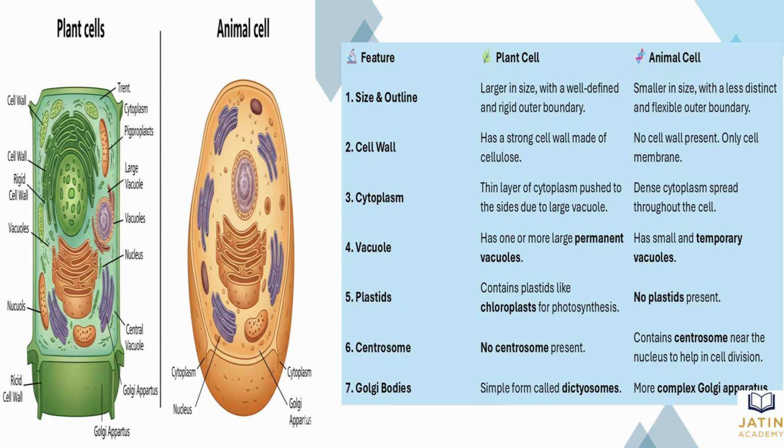5. Plastids are present in plant cells but absent in animal cells. 6. Centrosomes are found in animal cells but not in plant cells. 7. The Golgi bodies in plant cells are called dictyosomes. They are simpler. In animal cells, the Golgi bodies are more complex.